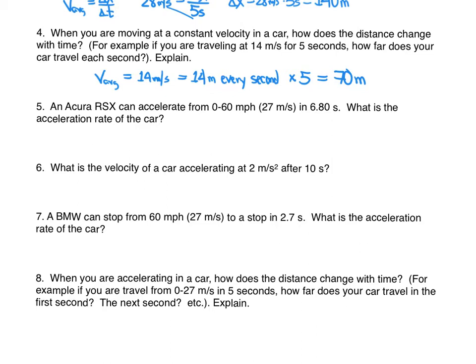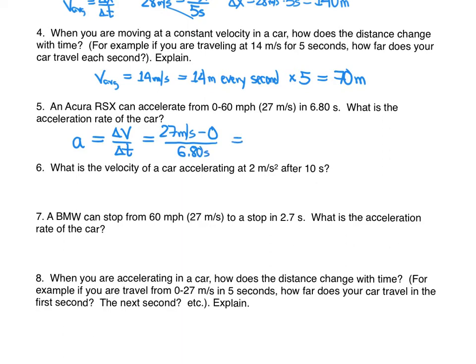Number 5, my old car, the Acura RSX, can accelerate from 0 to 60 in 6.8 seconds. That was a sporty car, as you saw in my video. What is the acceleration rate of my car? So acceleration, change in velocity over time. We want to go from 0 to 60, right? So up to 27 meters per second. We're doing metric here, from a velocity of 0 at rest. And it took 6.8 seconds to do that.